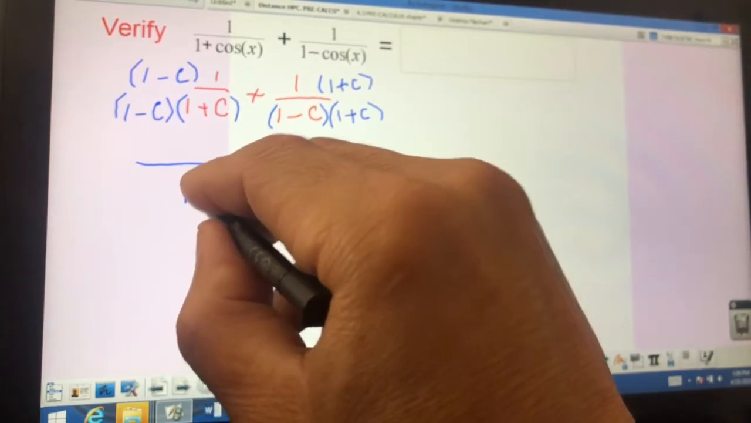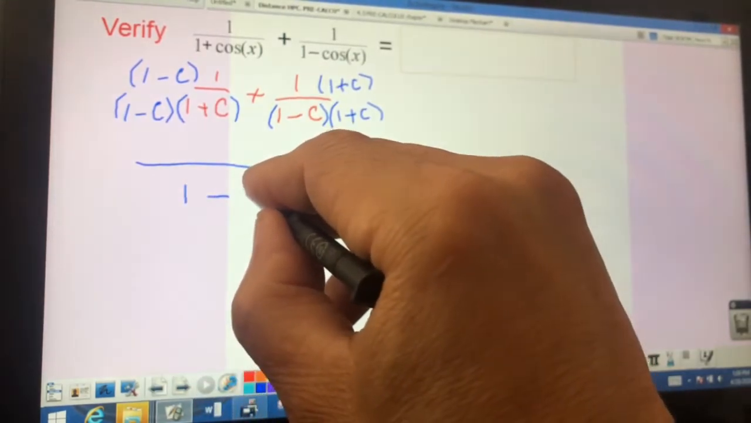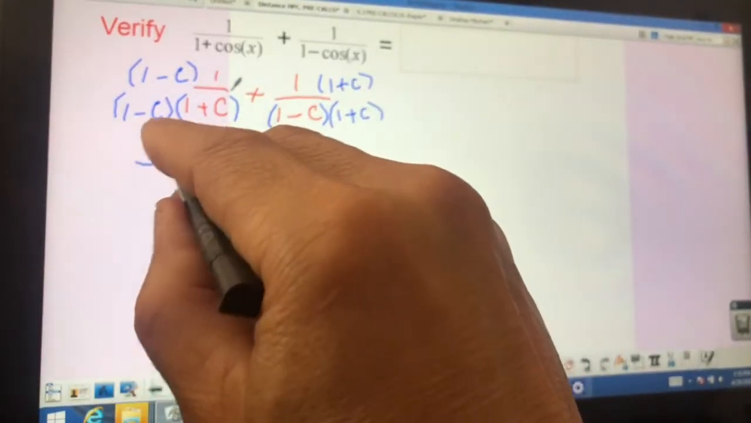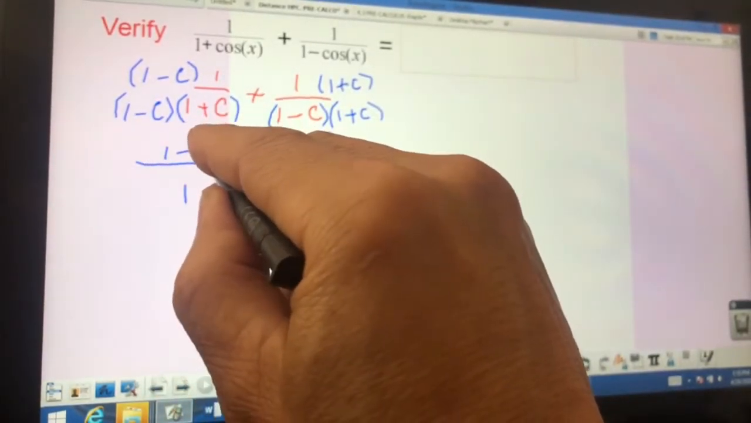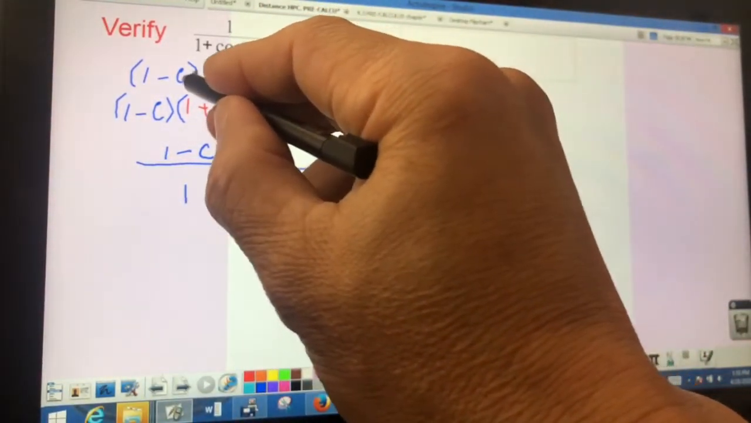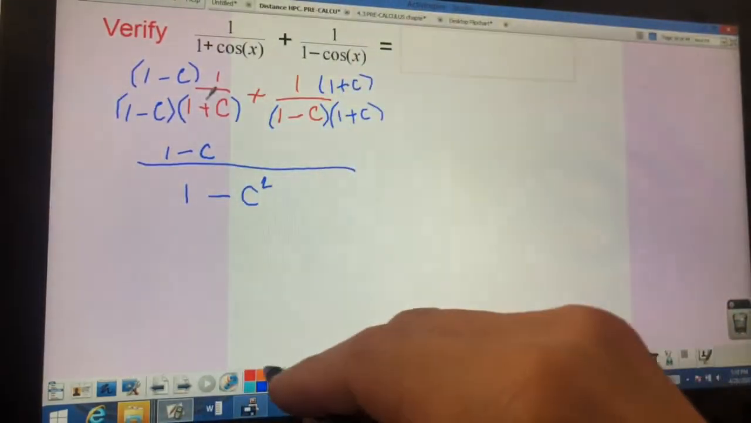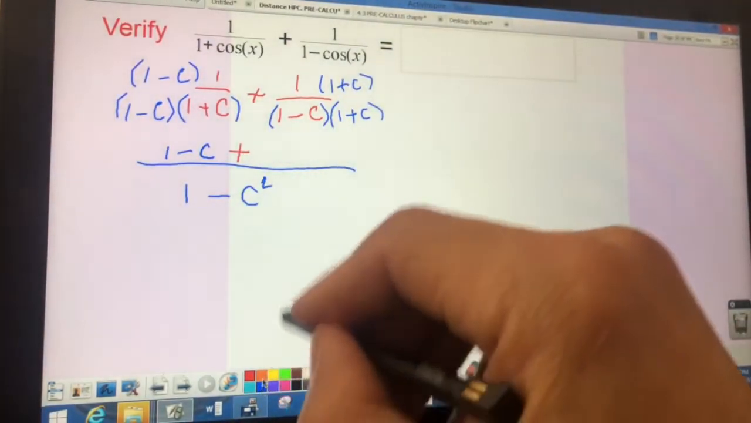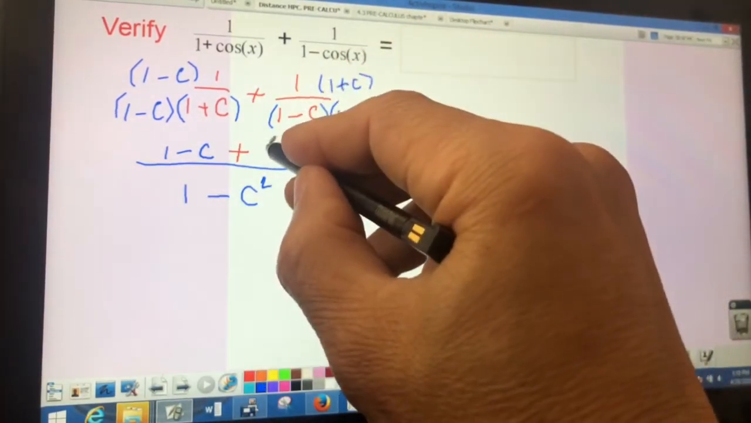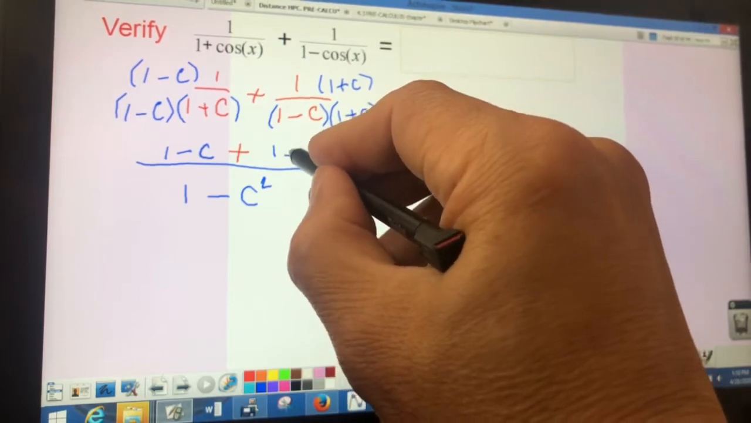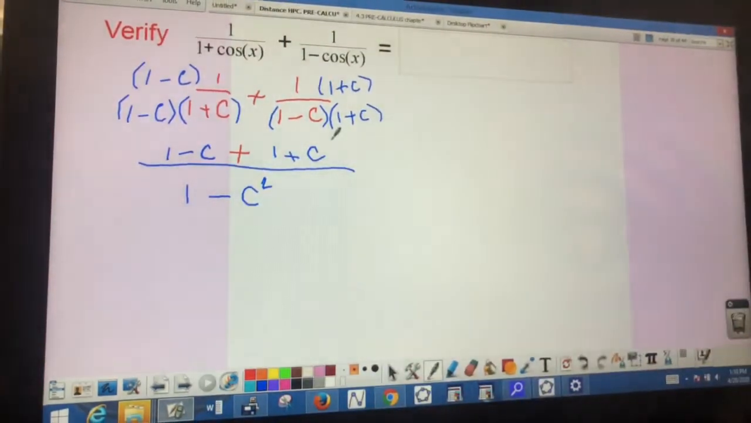So now you get 1 squared minus c squared. And then on the top here, you get 1 minus c. Okay, that's distributing your 1 times negative c, 1 times 1. Then you got a plus right here. And then you get 1 times 1. It's the same thing like the top and the front denominator, the first fraction.